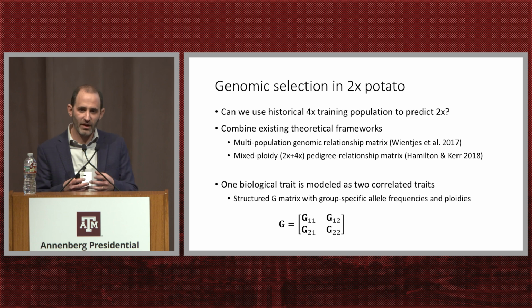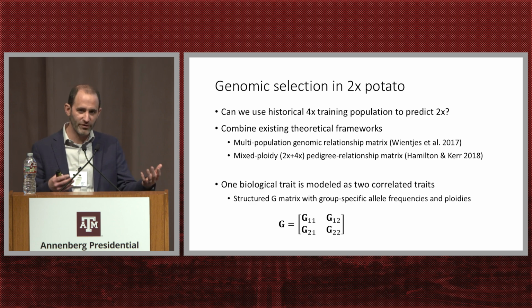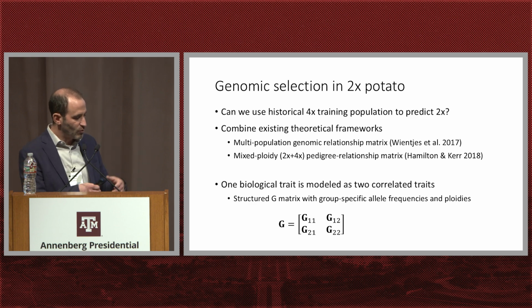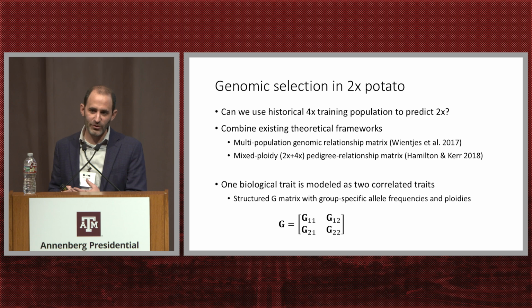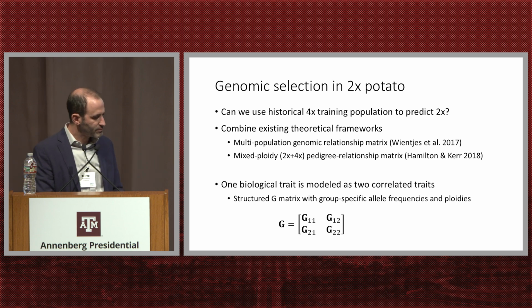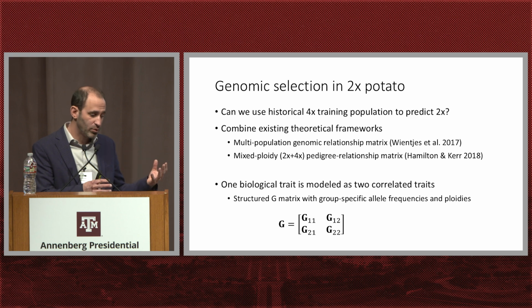Basically, what you have is these kinds of block-structured genomic relationship matrices. If I have two groups, groups 1 and 2, in this case I'm talking about a diploid group and a tetraploid group, but it could be anything. You have the genomic relationships within group 1, within group 2, and then between groups 1 and 2, right? Those are the off-diagonal blocks. And each one of those parts of the matrix uses group-specific allele frequencies, and in my case, ploidies now as well.